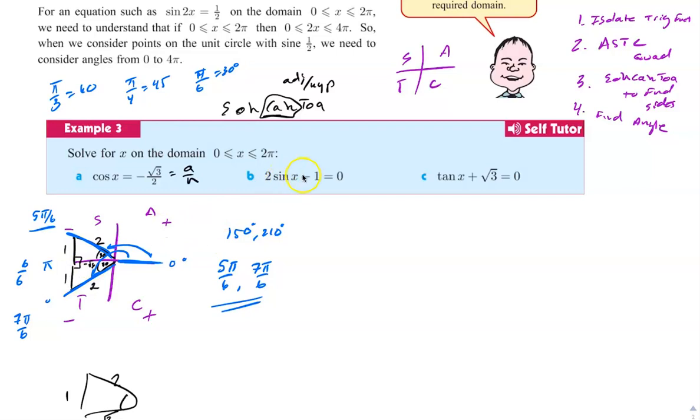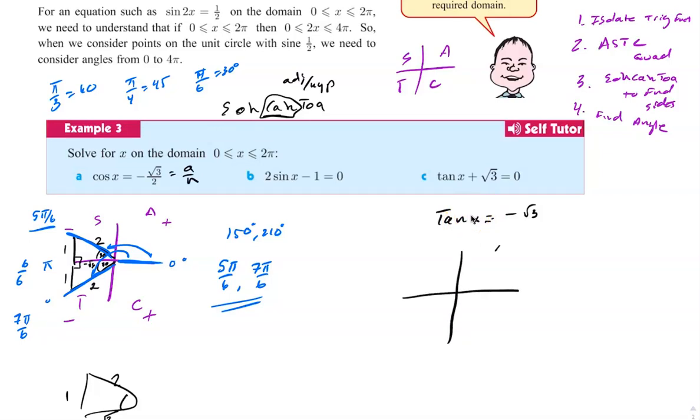Just for time, we're going to skip this one. We'll do this one right here. Similar idea. So I want to isolate tan. I'm going to get tan of x equals negative radical 3. Just subtract radical 3 from both sides, and that's pretty much all I can do. Tan is isolated now. I have a negative value, so I'm going to do the same concept.